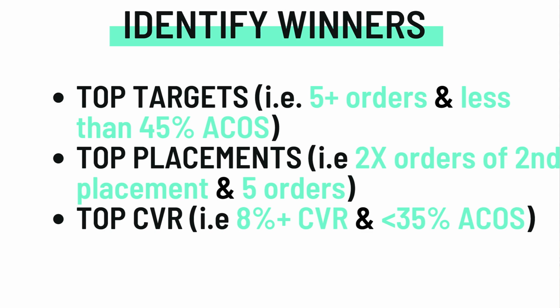The second is top placements. Those are really those that have 2 times the orders of the second placement and 5 or more orders. That can really help us get optimized placement for particular keywords, and we want to identify those.